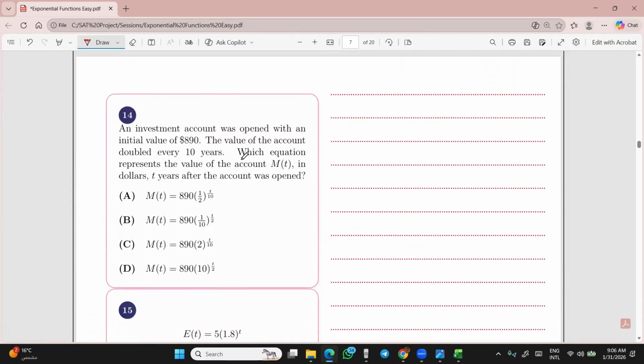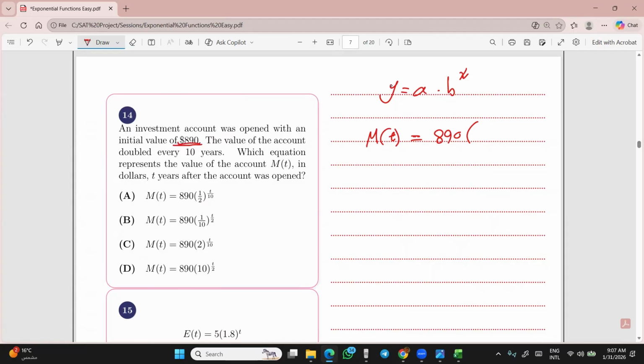Question 14, an investment account was opened with an initial value. Initial means A. So y is equal to A times B to the power of x. Instead of y, the question is free to choose something else. It's choosing m of t. No problem about that. M of t is equal to A, which is the initial. So initial here is 890 times B.